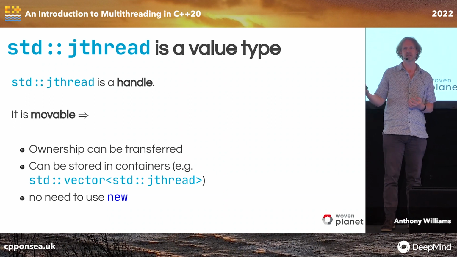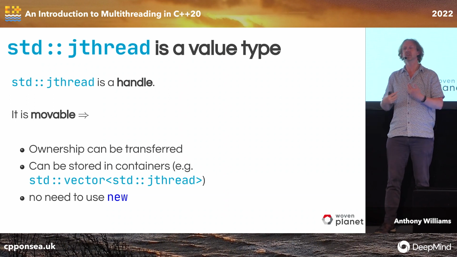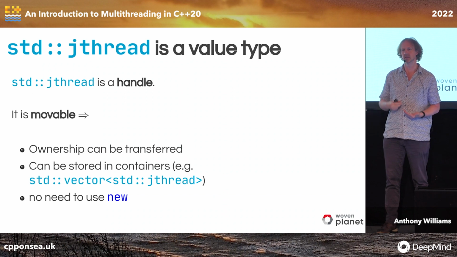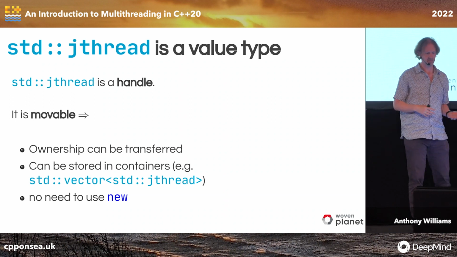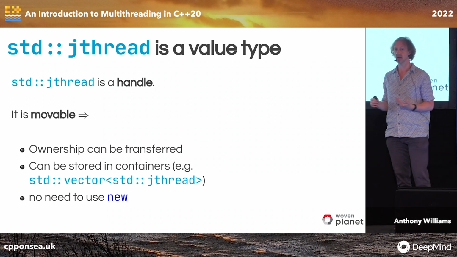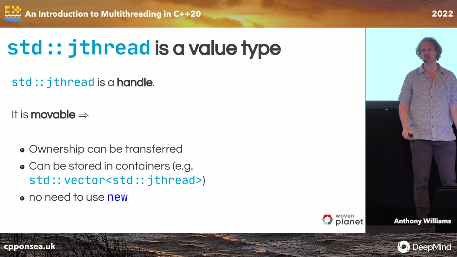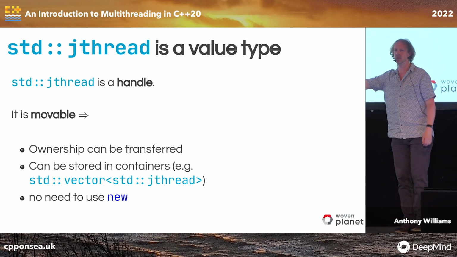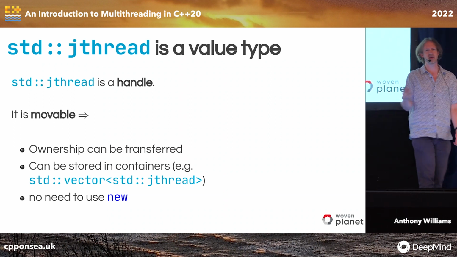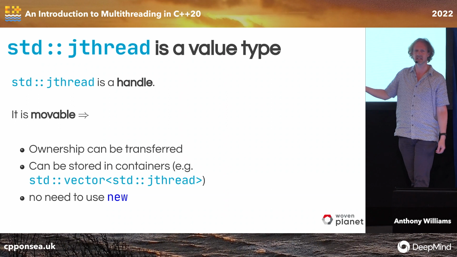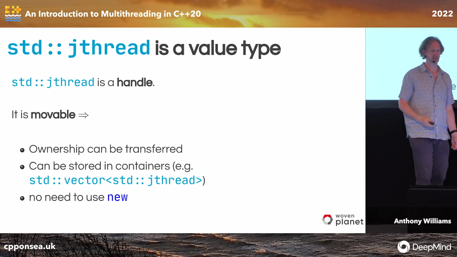And because we have this destruction, waiting and interruption, if you don't finish populating your vector and something goes wrong, then it will interrupt the existing threads and wait for them to finish before it tidies up. So this all works nicely. And again, it's a value type, so you don't need to use new. I've seen so many people who are coming from Java and C# who write new std::thread of whatever to start their thread. Don't do that. Aside from the fact that you shouldn't be using plain new anyway, we don't need to allocate the jthread object on the heap. We can just pass it round. It's a value type.